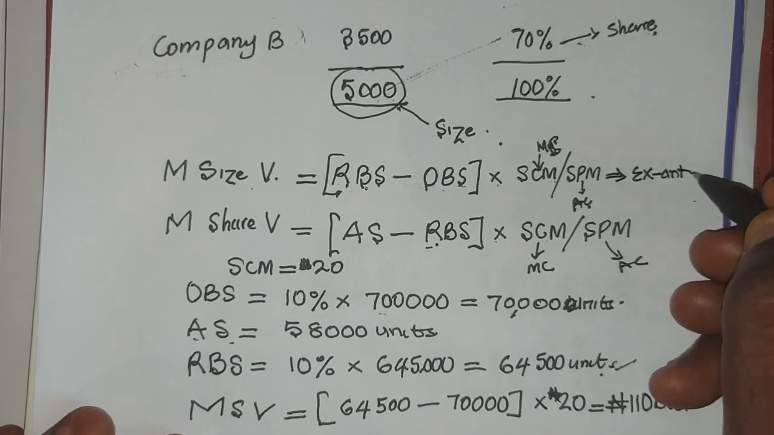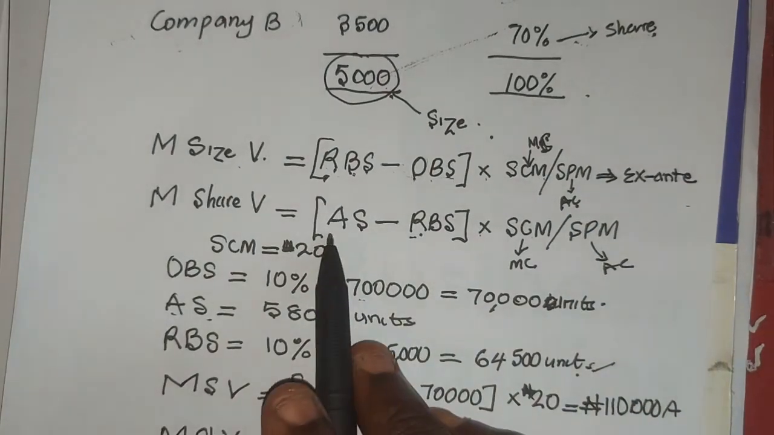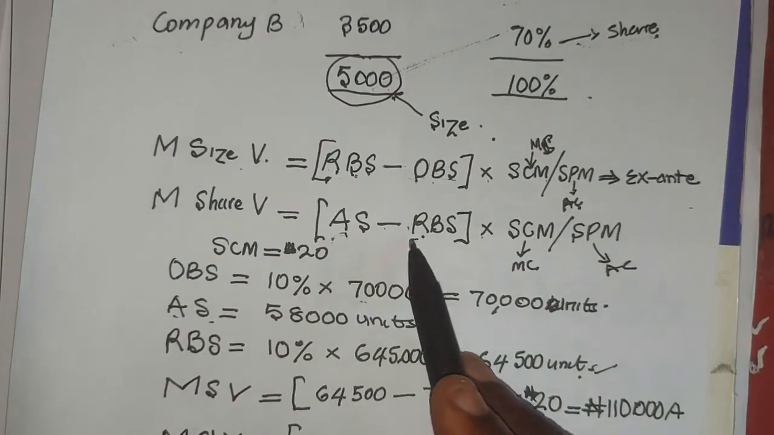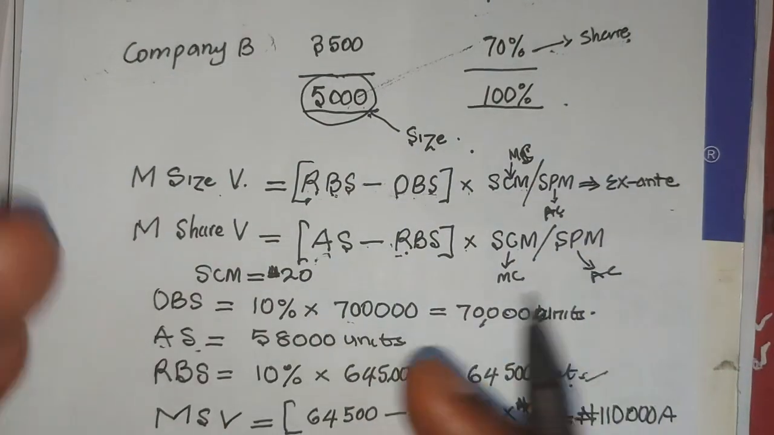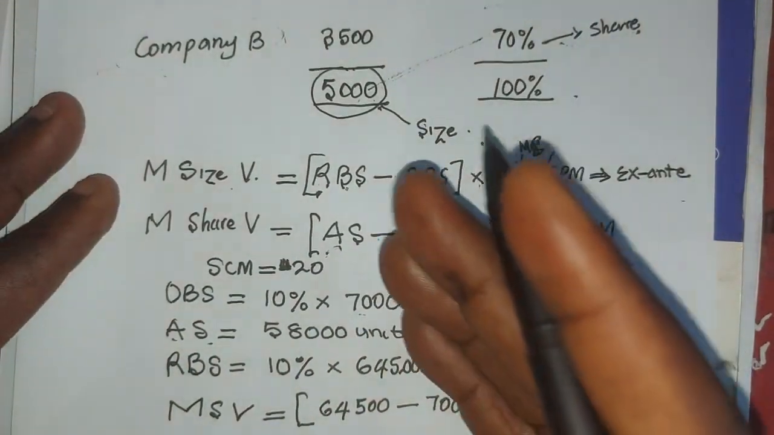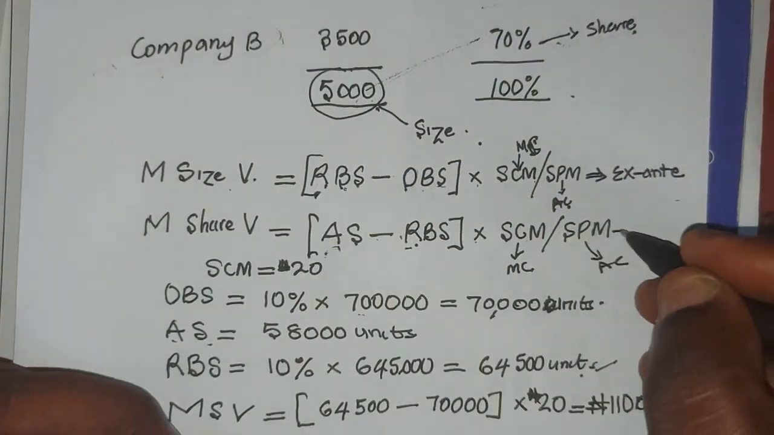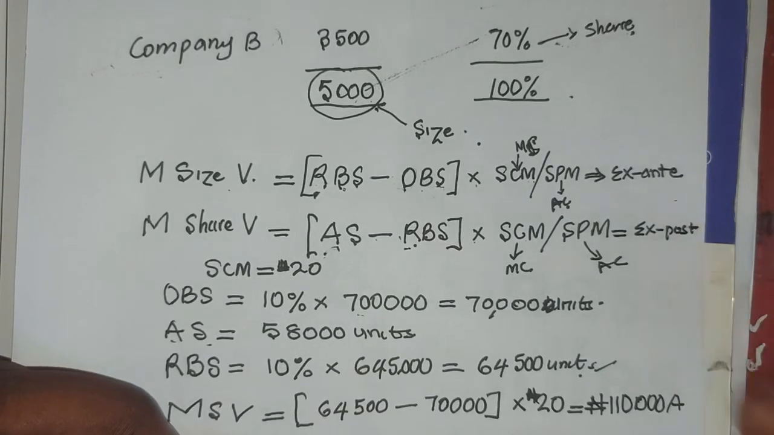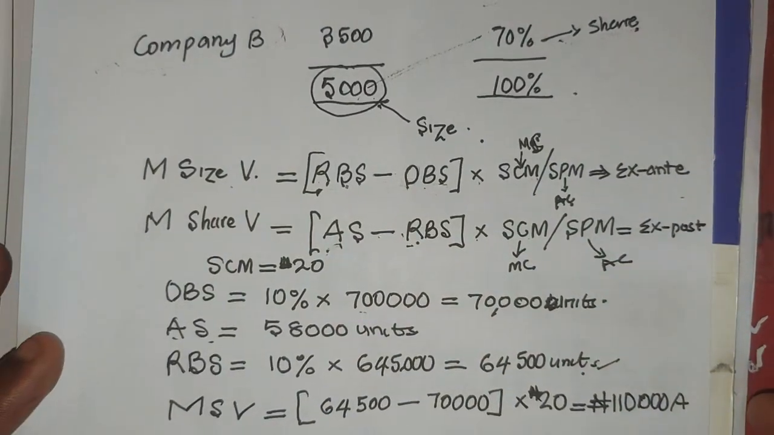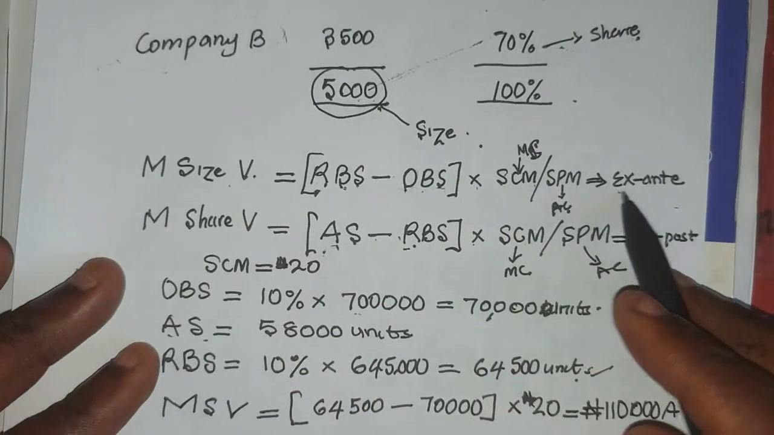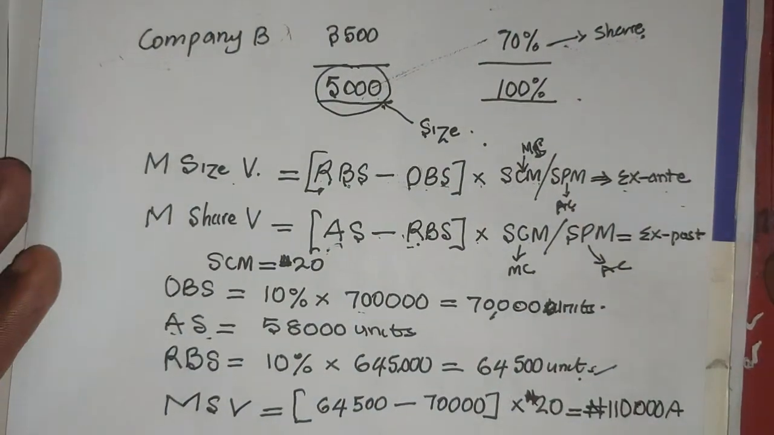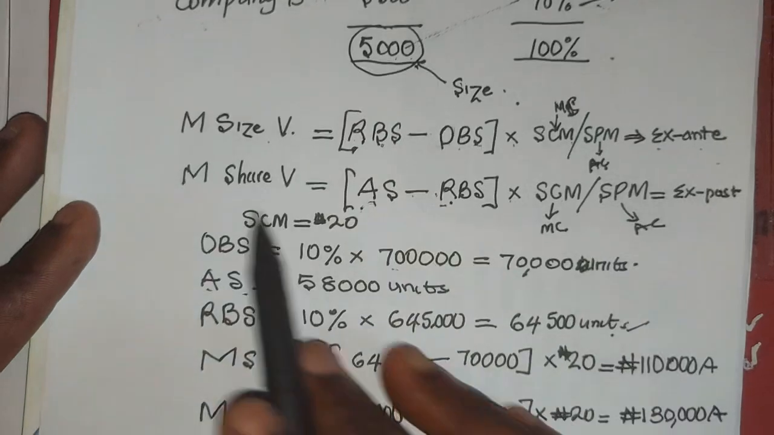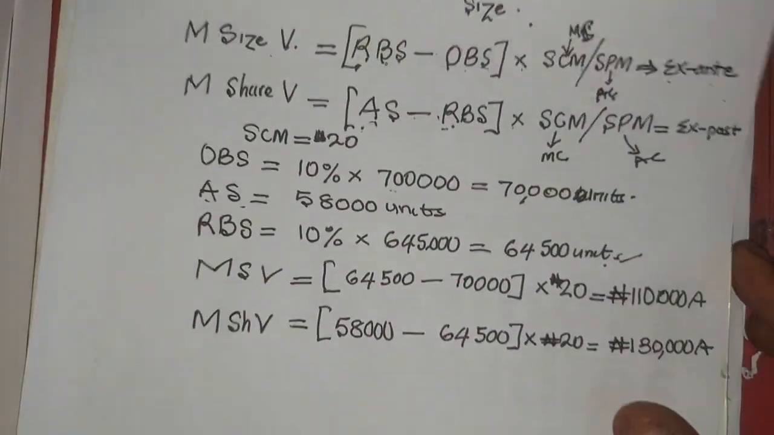And don't forget, when you have revised minus original budgeted sales, this is called ex ante variance. Don't forget, when you compare the actual results minus the revised, it is called ex post. Ex post means after. This one is called the ex ante variance, which is market size, then market share variance.